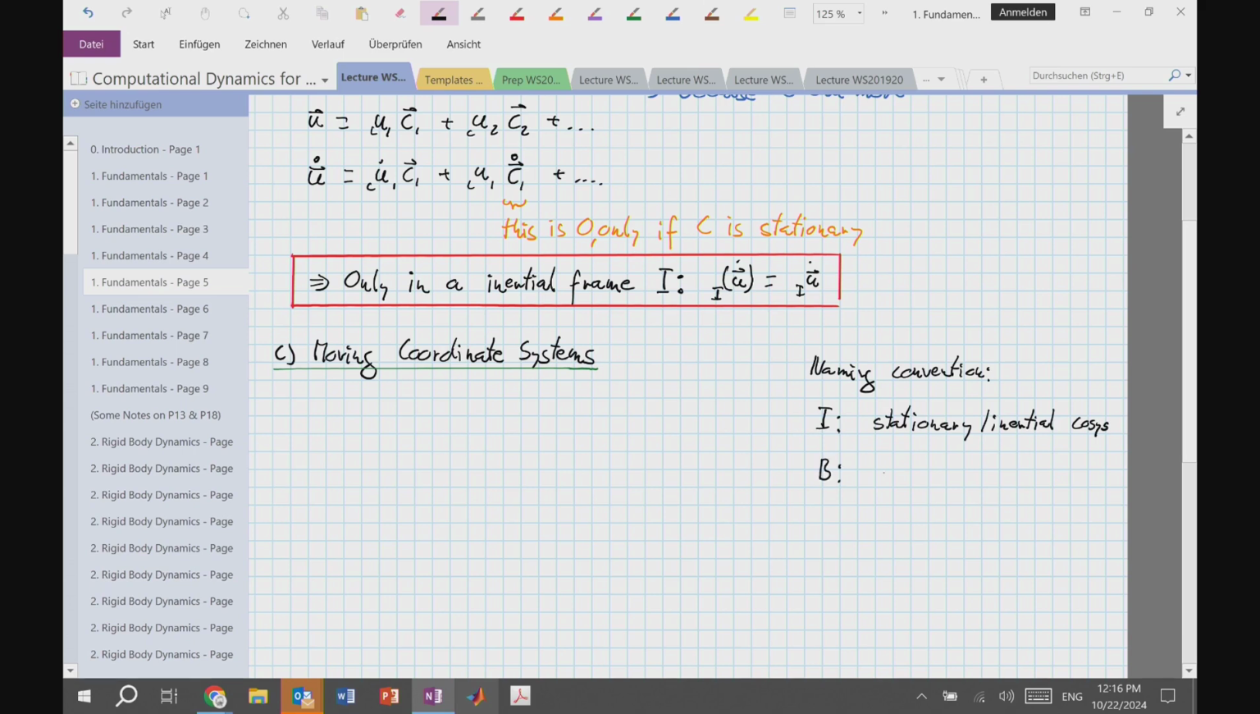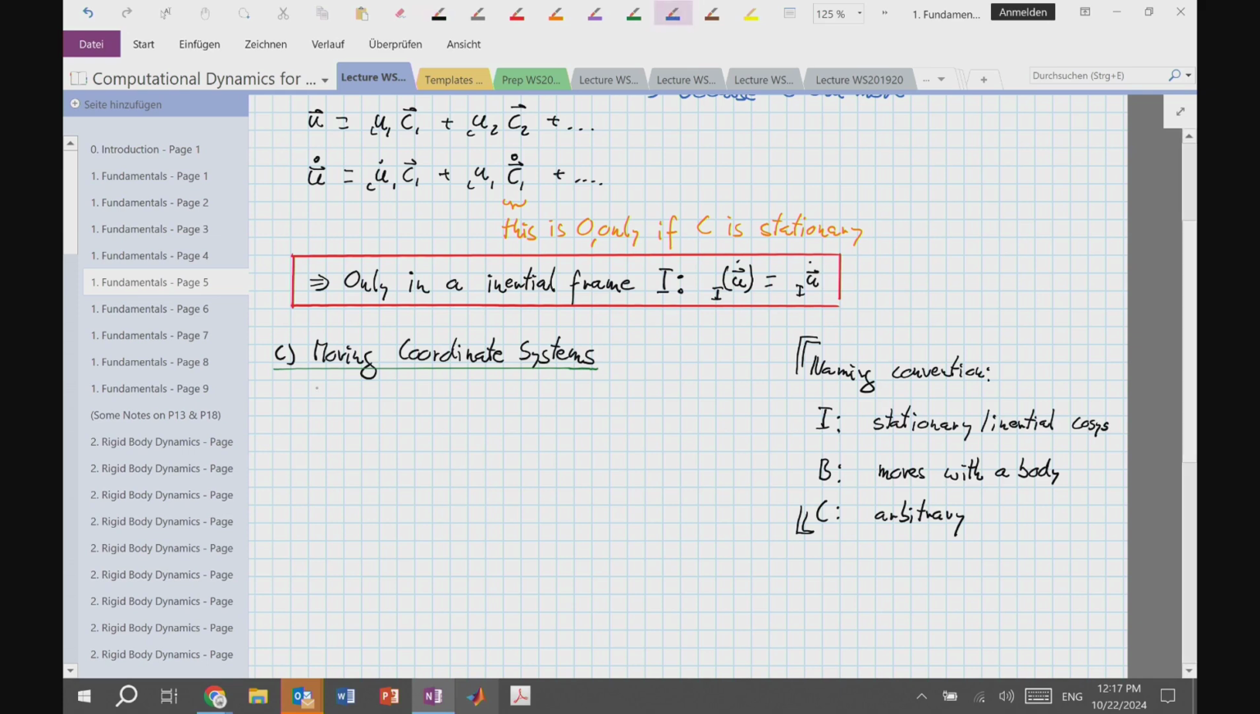B is a so-called body-fixed coordinate system that is attached to one of these rigid bodies that we look at in this class. That could be the segment of a robot. This could be the chassis of a car. This could be the shank of a human body, right? These could be rigid bodies, and I would attach a coordinate system to such a body, and it moves with this body. And then sometimes, very rarely, we use an arbitrary coordinate system, and I use the symbol C, letter C.